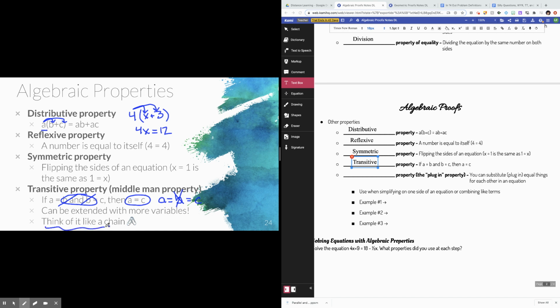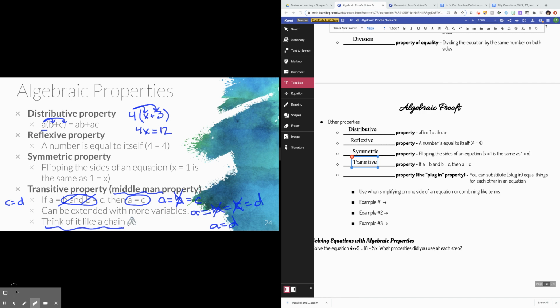So that's what I mean when I say think of it like a chain. It's like a chain of things that are equal to each other. And you can extend it to more variables. So if we also had C is equal to D, I could say A is equal to B is equal to C is equal to D, right? I'm still cutting out the middleman and just end up with my values on the end. Okay, so that's the transitive property, and that's why you'll hear me call it the middleman property.